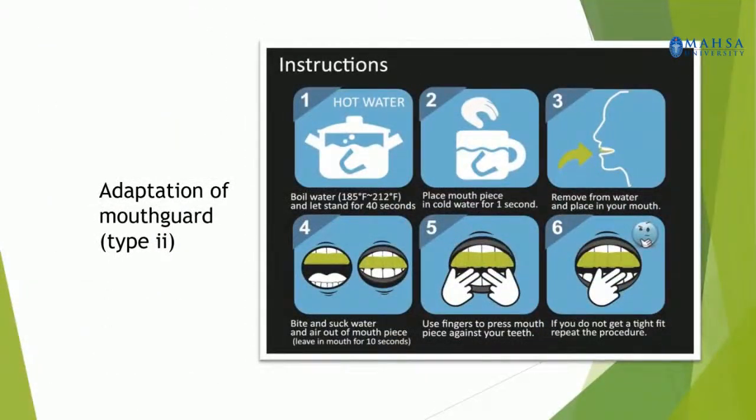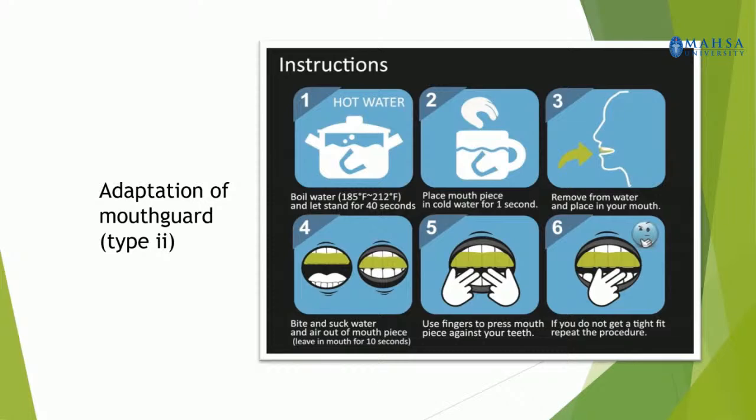Next part will be on the wearing or adaptation of mouthguard type 2. The first instruction will be boil water, 185 Fahrenheit to 212 Fahrenheit, and let the water stand for 40 seconds. Place the mouthguard in cold water for 1 second, and then remove the water and place the mouthguard in the patient's mouth.